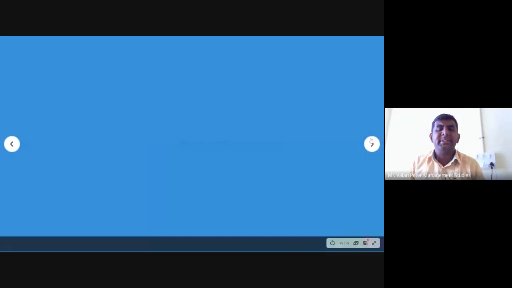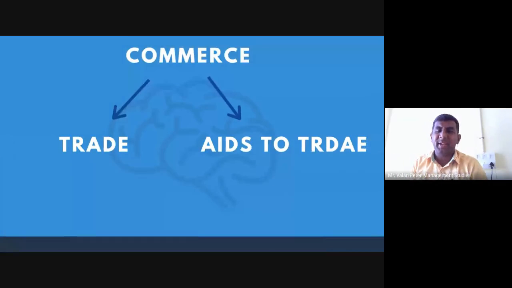So commerce in general, we can split into two different things: trade and aids to trade. Just have a clear idea. Commerce is to help trade. Second, it facilitates business. It helps the business go smoothly. We split commerce into two things. The first is direct trade, where buying and selling is done. The second category is aids to trade. What do we mean by aids to trade? That which supports the trade. Aids means support.